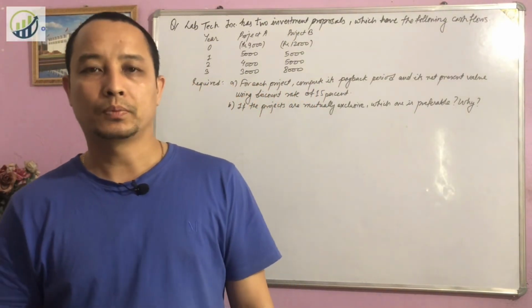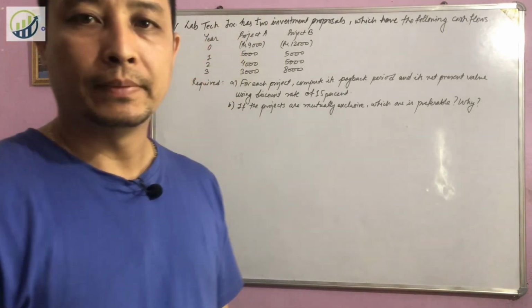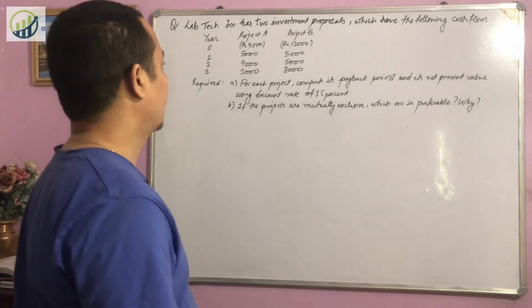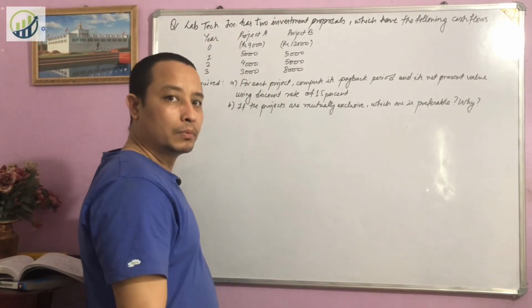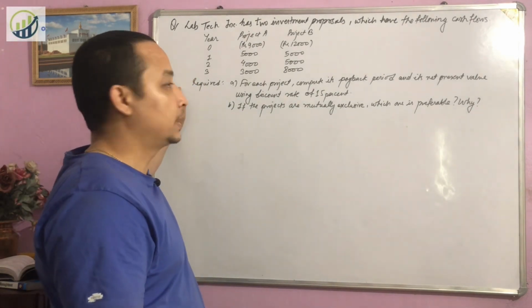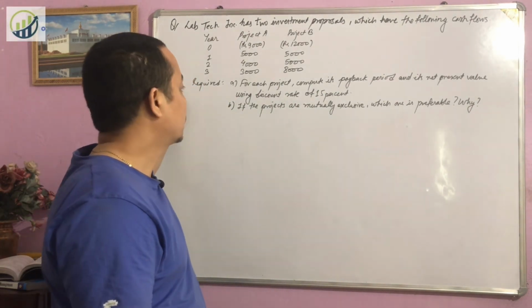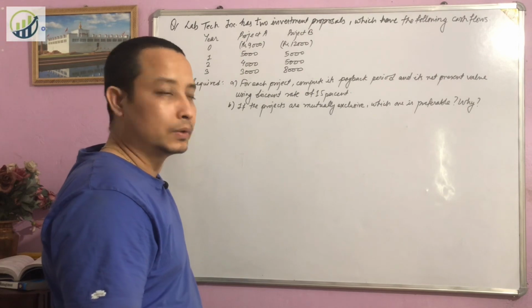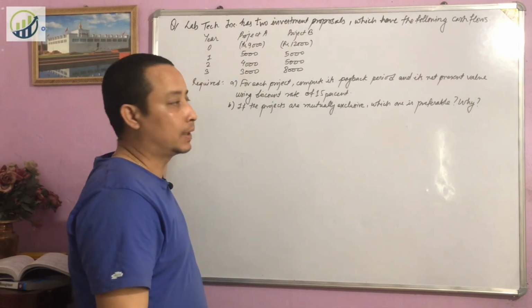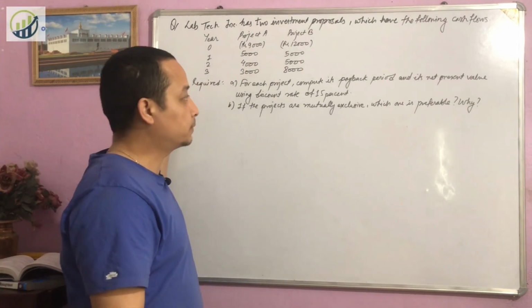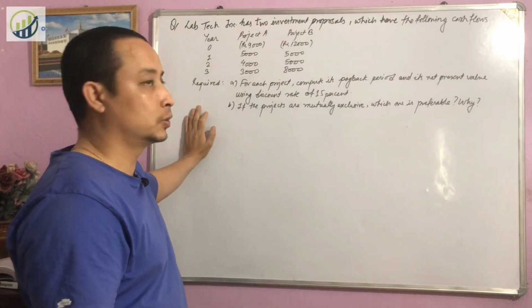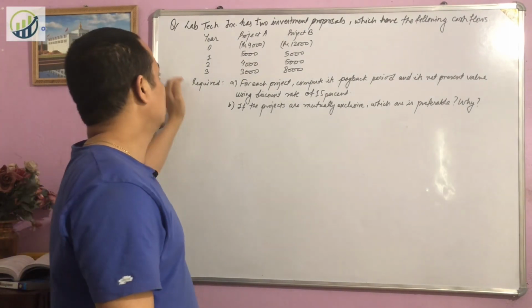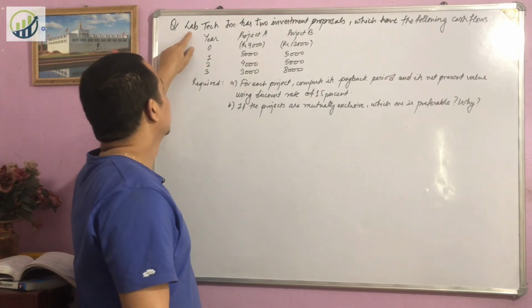Today I have brought another problem related with capital investment decision. This is a problem of payback period and net present value. So you have to find both payback period and net present value for the two projects, project A and B. Now let's see the problem here.